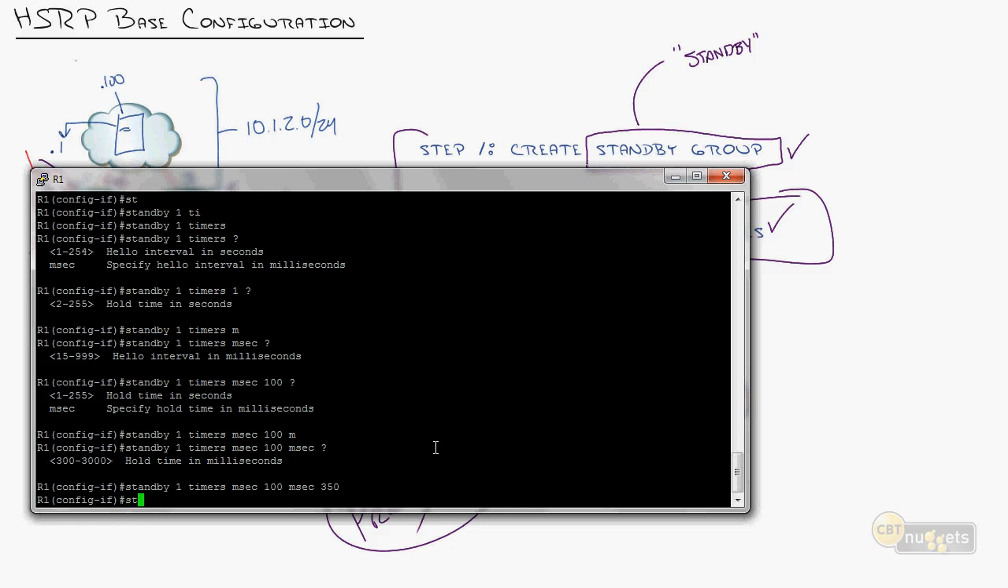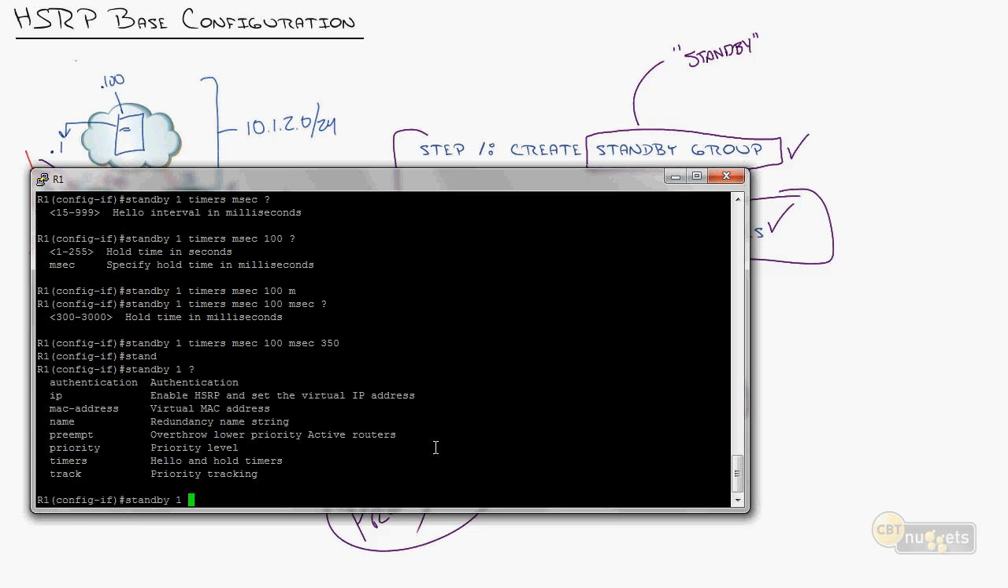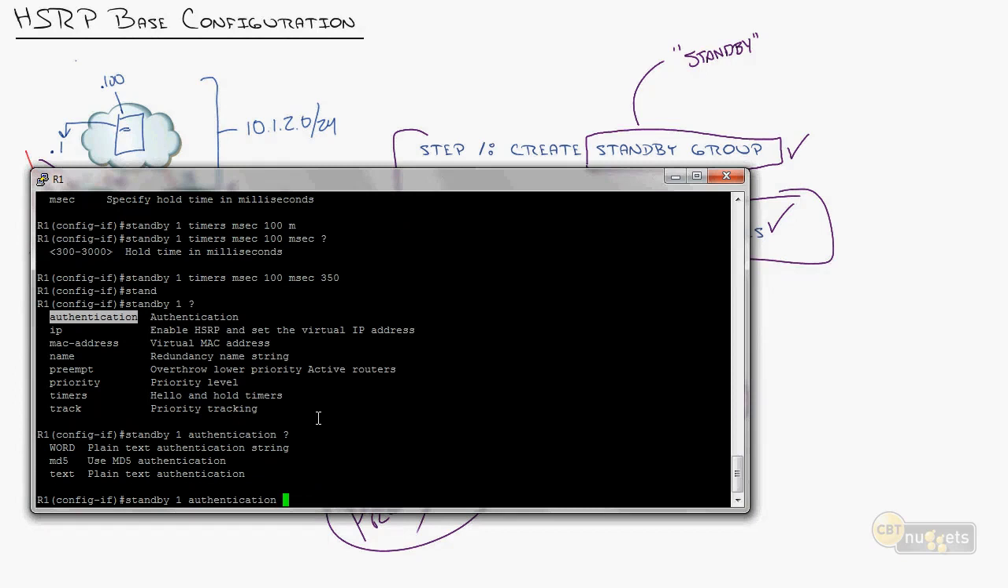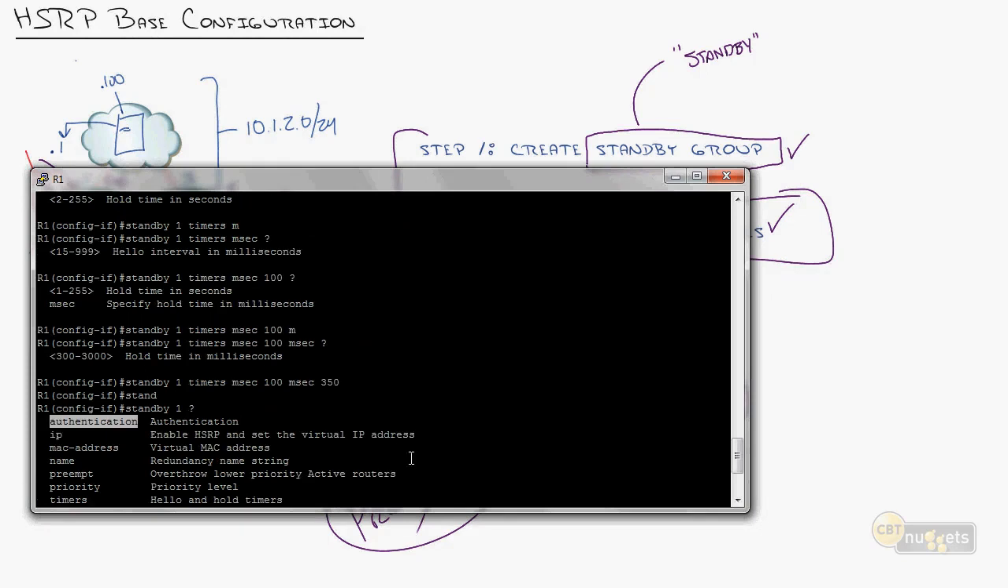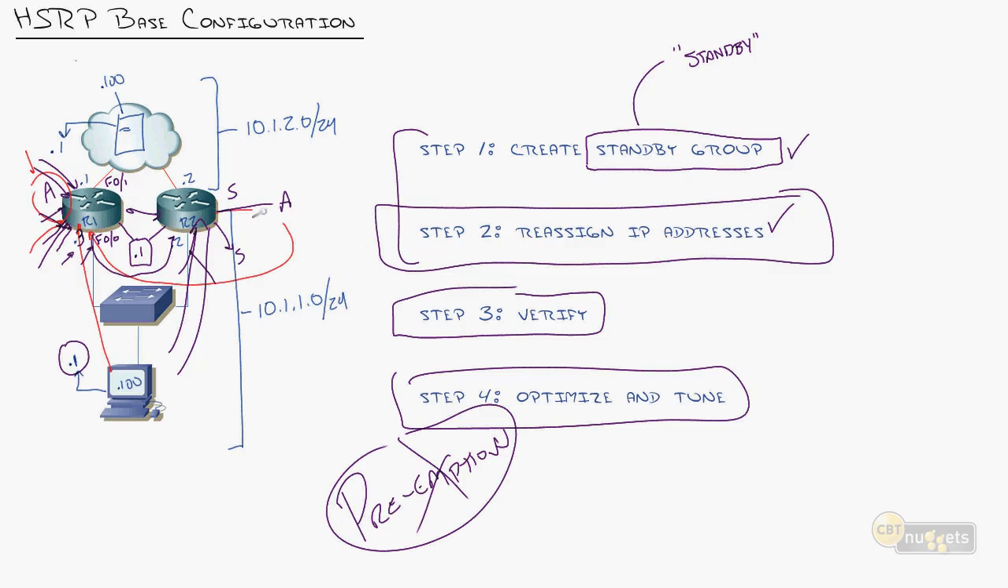All right, let's see. Do we have anything else here? Standby 1. Authentication and track. Two big ones. Authentication is, I would say, highly recommended, and it's also highly recommended that you use MD5 so that you're not just sending a clear text password out there. But authentication allows you to protect other routers from joining this group.